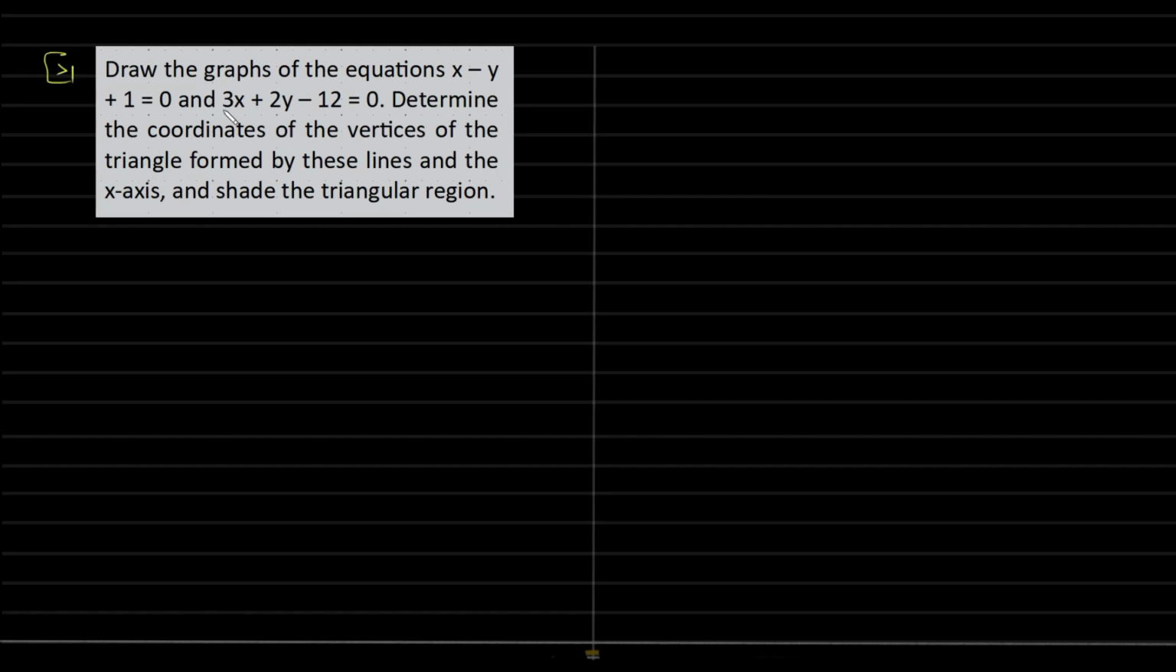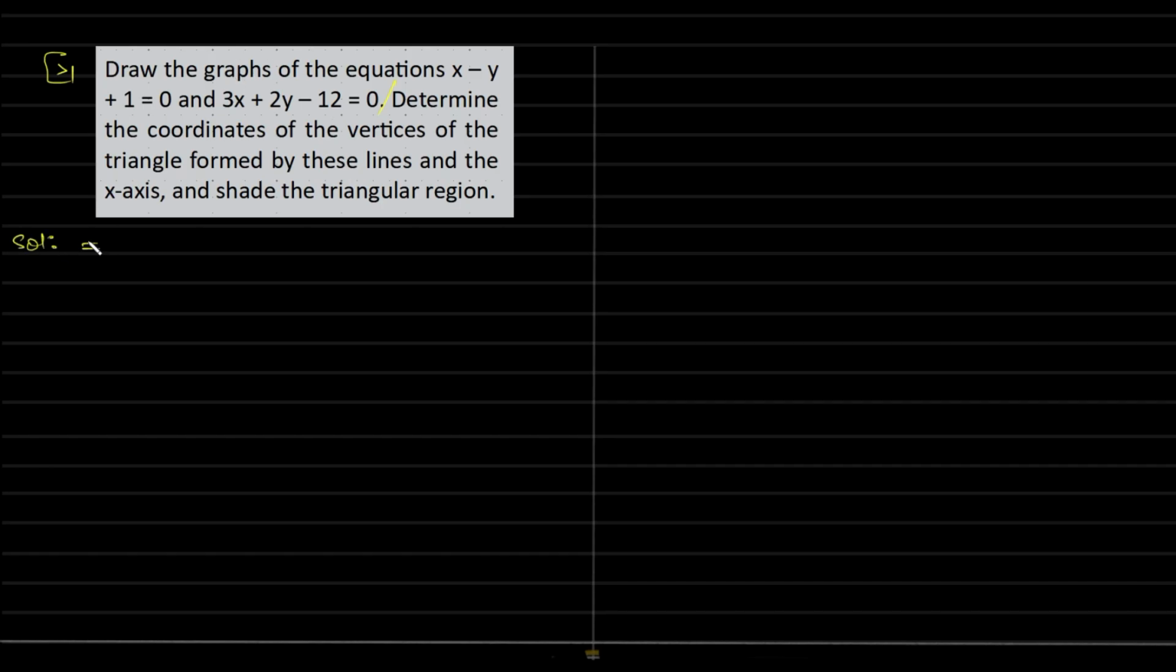Draw the graph of the equations x minus y plus 1 equals 0 and 3x plus 2y minus 12 equals 0. Determine the coordinates of the vertices of the triangle formed by these lines and the x-axis. Shade the triangle region. The second part we have to read again, because that has to do with the graph. And the first thing we have to do is draw the graph itself.